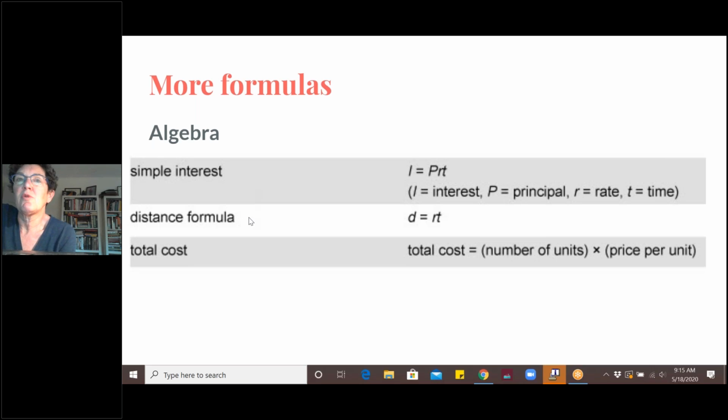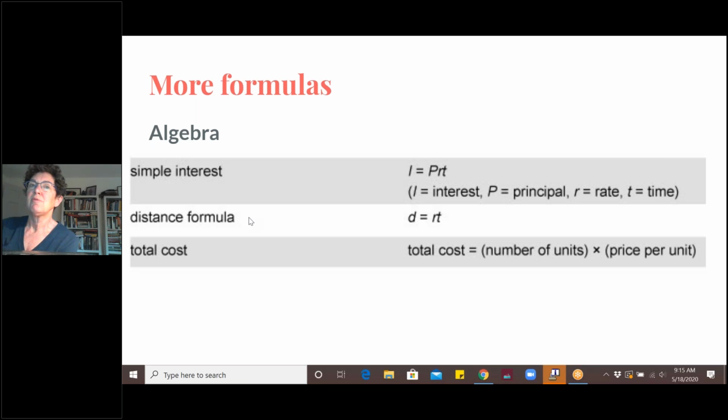Another formula we're going to look at is the distance formula, which says that if you know the rate at which you are traveling and the length of time you are traveling, then you can find the distance that you are traveling. So distance equals rate times time. That's a very important one.